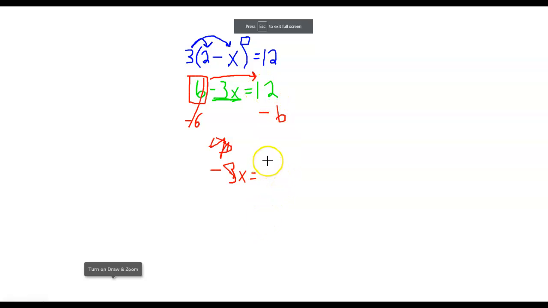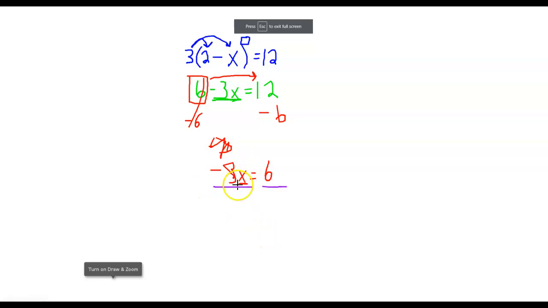Then I've got 12 minus 6, which is 6. Okay? Alright, now I want to get this variable all by itself, and it's being multiplied by negative 3. So I want to do the opposite of multiplication, which is division. And whatever I do to one side, I have to do to the other.